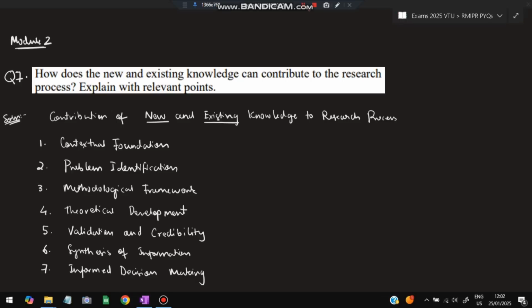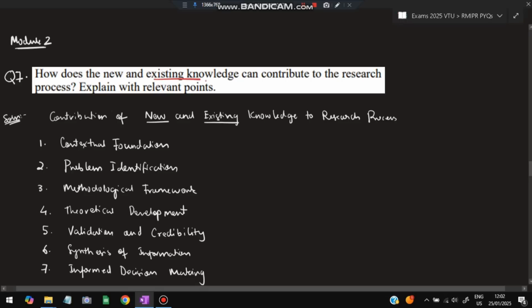Moving on to module 2, we have the first question: how can new and existing knowledge contribute to the research process? Explain with relevant points. Whenever we do research on something, for example if we are trying to manufacture better suitcases, what existing knowledge do we have on suitcases and what new knowledge did we obtain, and how can these two kinds of information contribute to the research process?